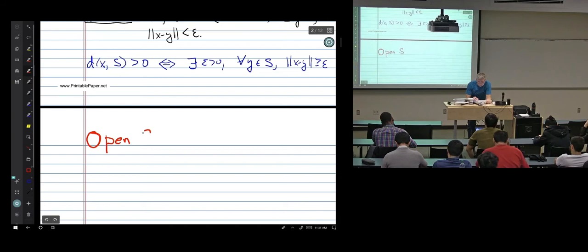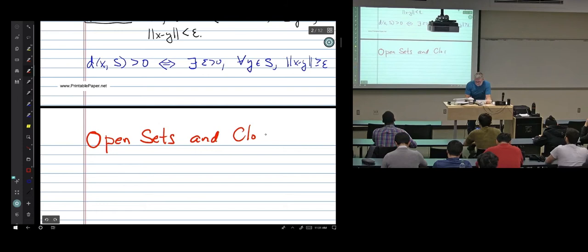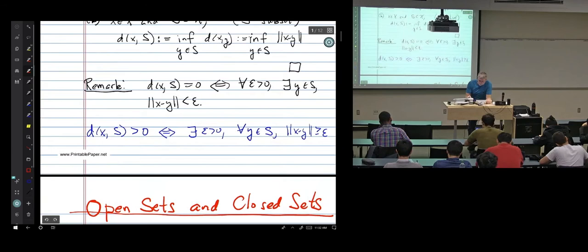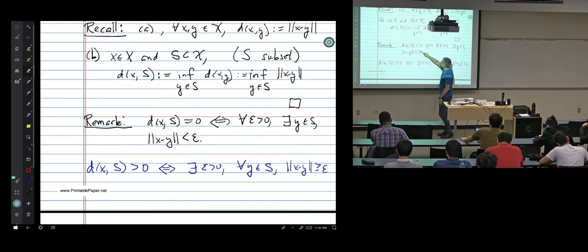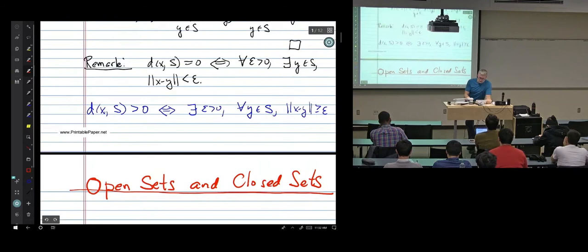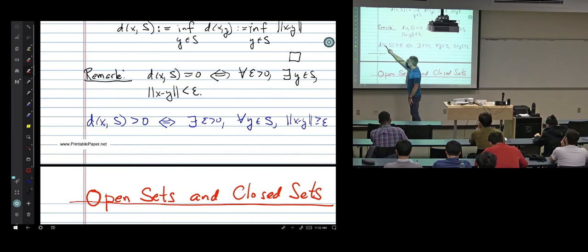Open sets and closed sets. Okay, so I hope you'll have these two things committed to memory. What does it mean for the distance to be zero and the distance to be positive? I need those committed to memory, okay? Because everything we do with open sets and closed sets is going to come down to the distance between objects, and it's typically points and a very specific set, or its complement.